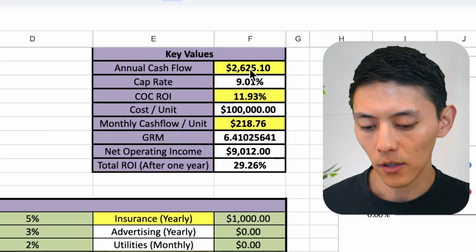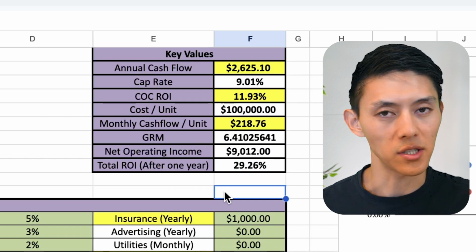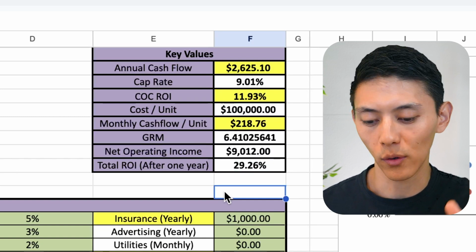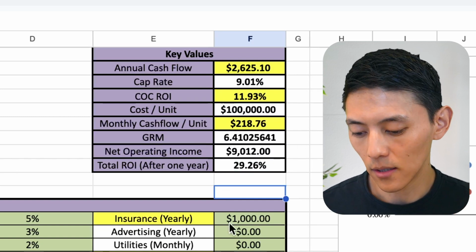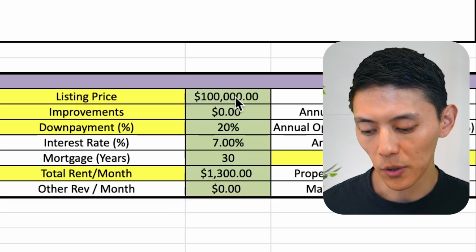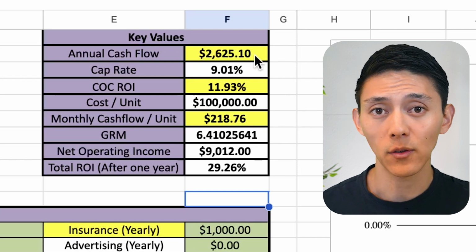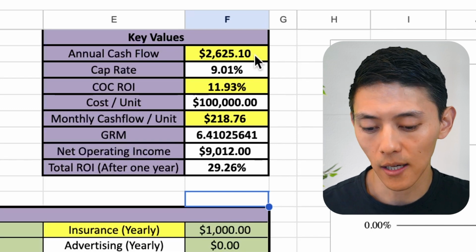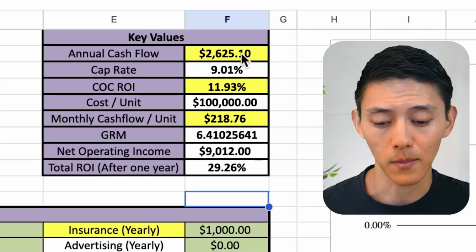So up here, I have some key values that I use to quickly see if a deal is good or not before going down and seeing the details. Key details are: with this kind of property at this purchase price, I can rent for this much, at this interest rate, etc. My annual cash flow after paying for my mortgage, property tax, and all that stuff is going to be around $2,600 a month, which is actually not bad.